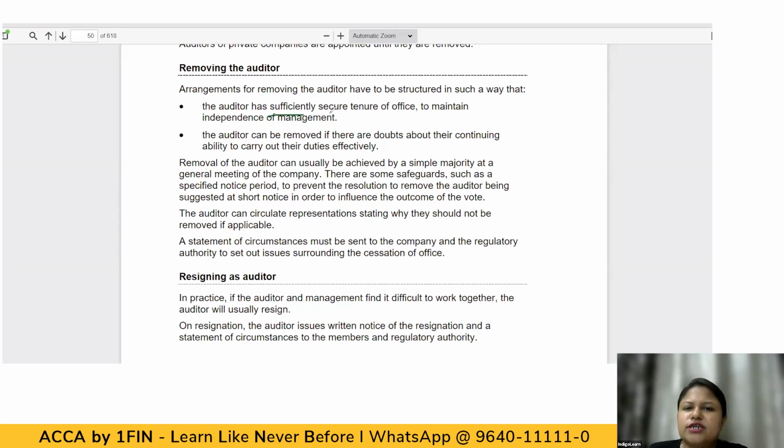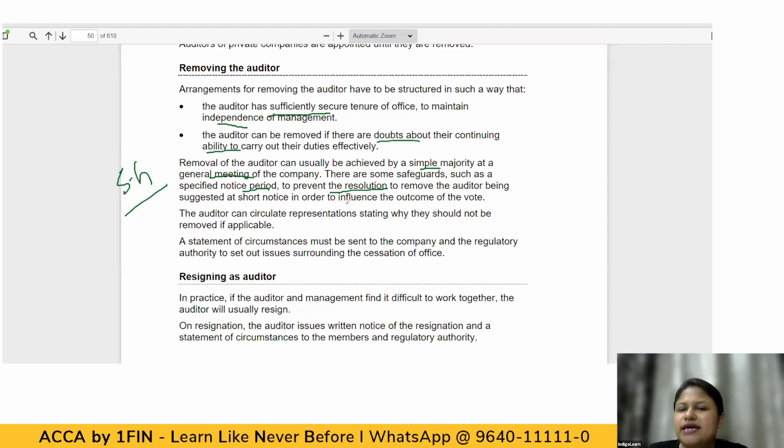The auditor has a sufficiently secure tenure to maintain independence from the management. The auditor can be removed if there are doubts about the continuing ability to carry on the audits effectively. Removal of the auditor can usually be achieved by a simple majority at the general meeting. I told you shareholders alone have to remove. There are some safeguards, such as a specific notice period that has to be given to him, and then a resolution has to be passed.